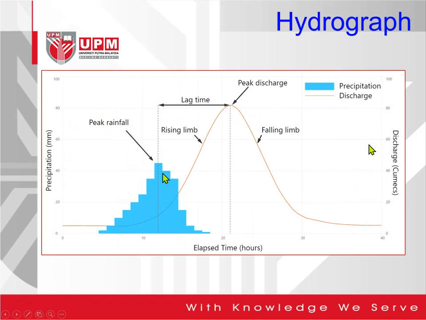I have already explained this before. This is the rainfall. This rainfall generated the stream flow, and this is the peak. This is the hydrograph. So when we want to derive the unit hydrograph, we need the rainfall and stream flow.